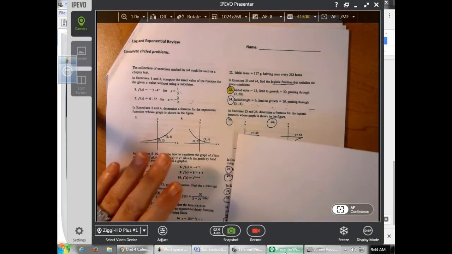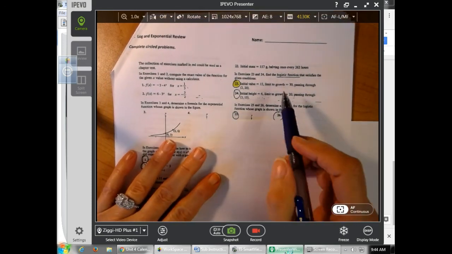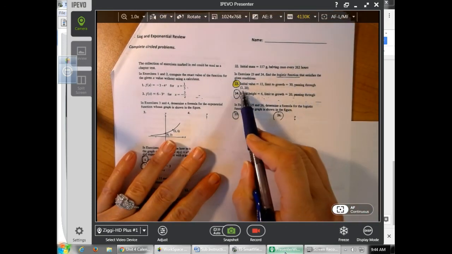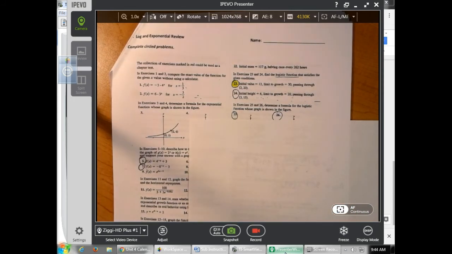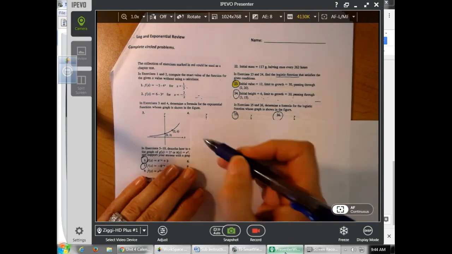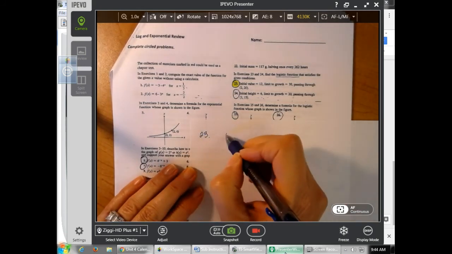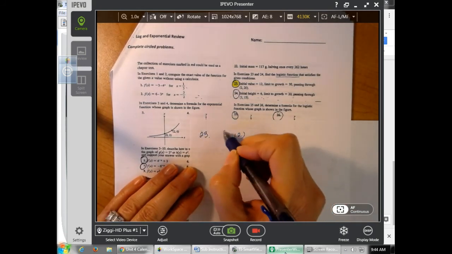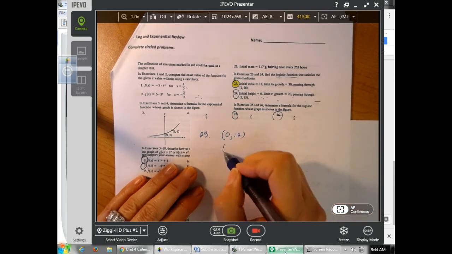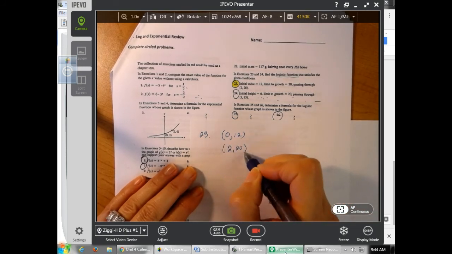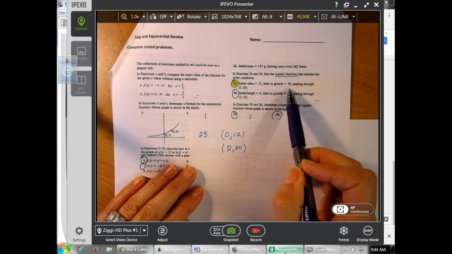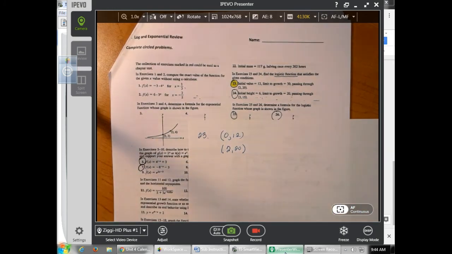Now, it tells us our initial value is 12, the limit to growth is 30, and it's passing through this point. So it's really important that you understand what all that means. If the initial value is 12, it's as if we have a point at 0, 12. Okay, and it also passes through another point at 2, 20. If the limit to growth is 30, that's telling us that the numerator will be 30.